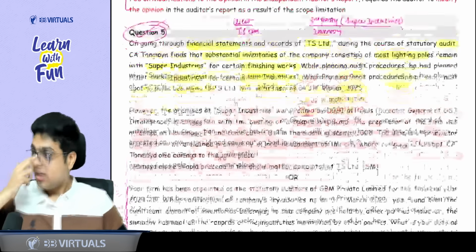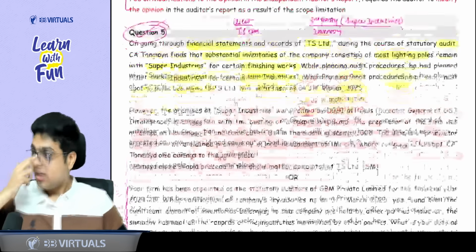Awesome. Read the last line of the question. Before attending the inventory count, evaluate management's instructions and procedures sent to CA Careful as stated above. Suggest any modification, addition or deletion of the instruction to ensure proper inventory count.